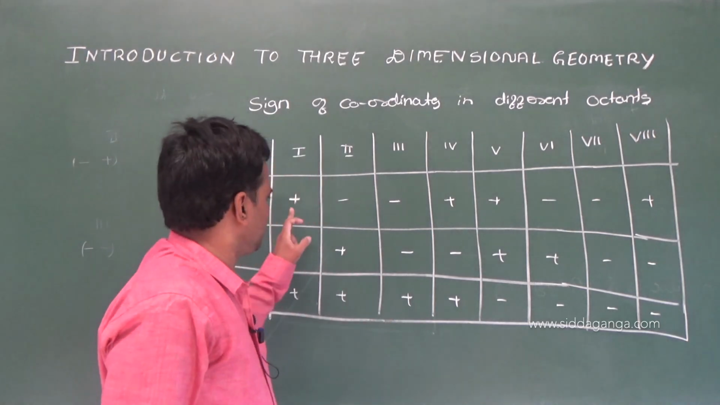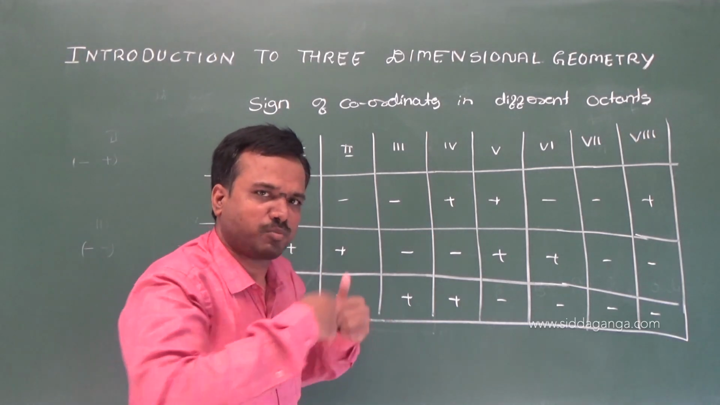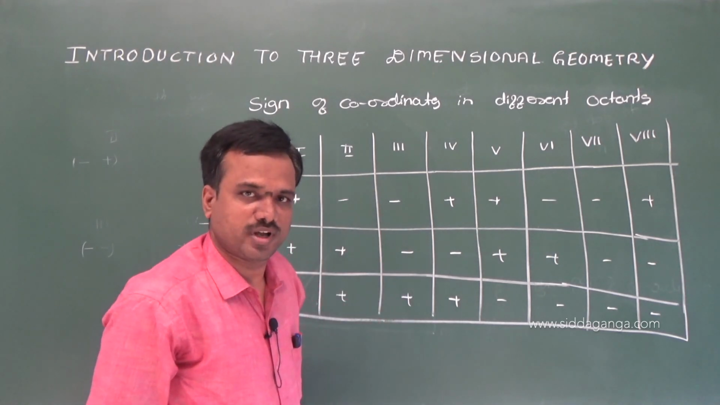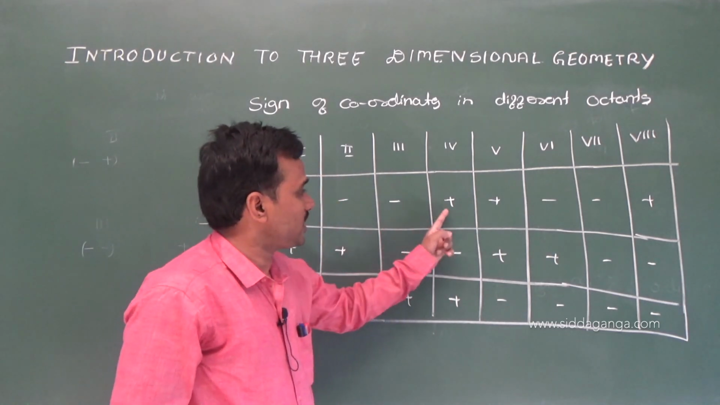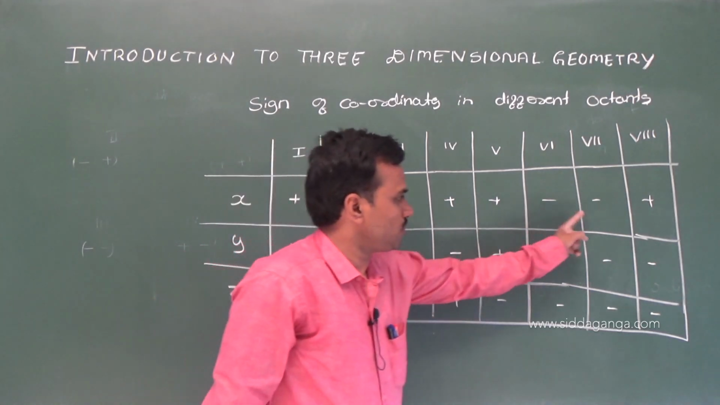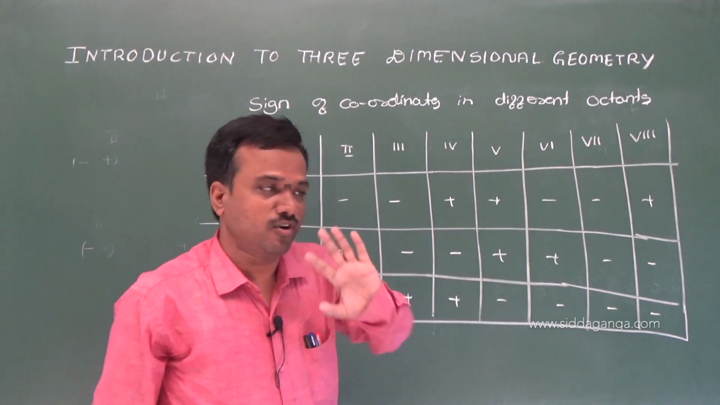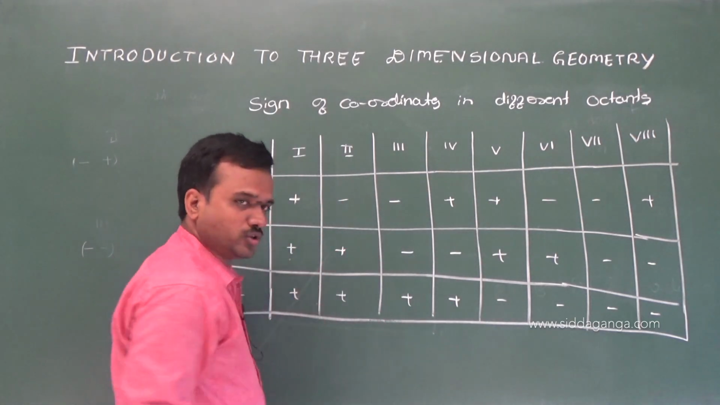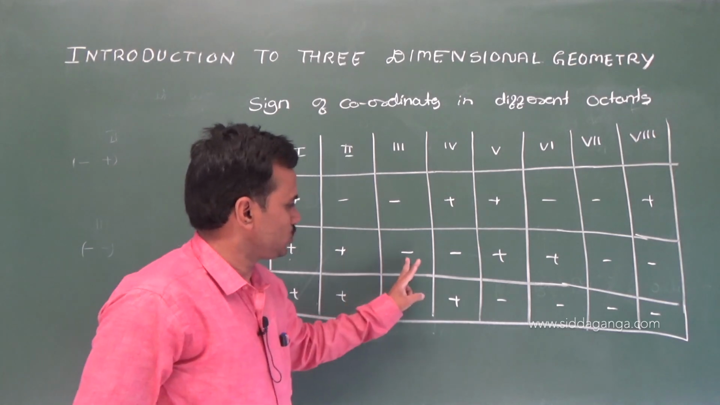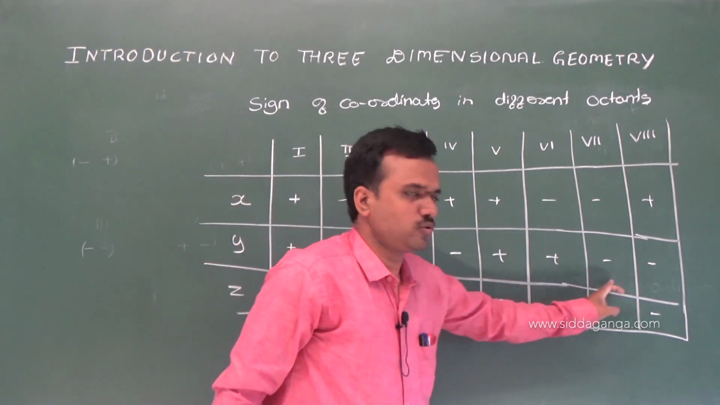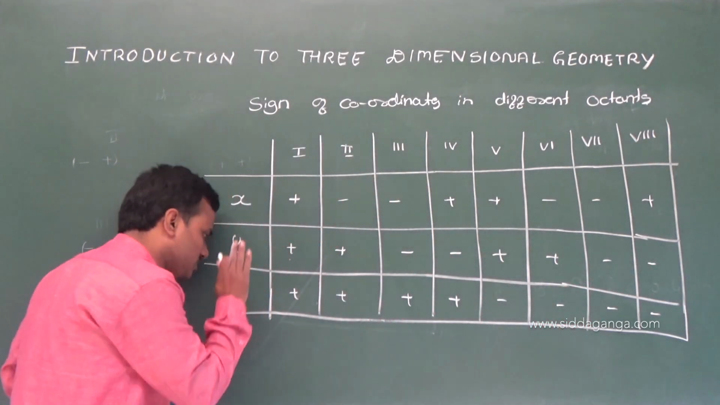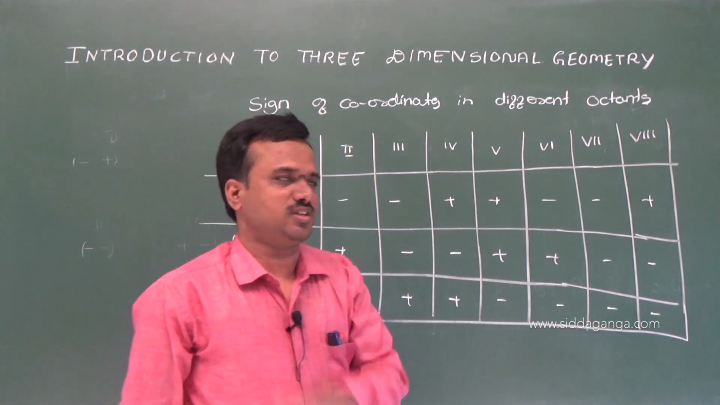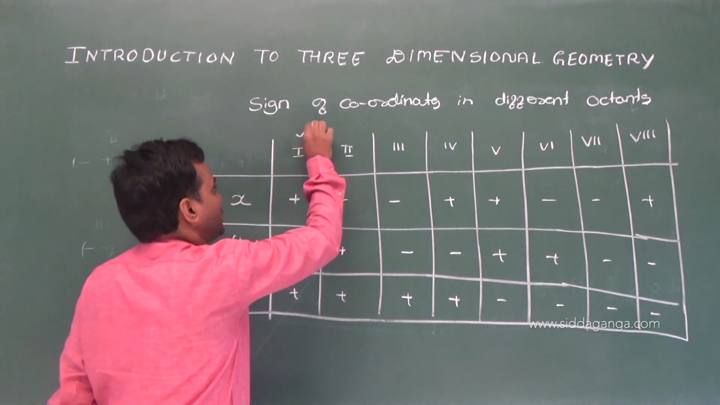Observe here. First we write plus. The opposite sign is minus, so we write 2 minus. Then we write 2 plus, 2 minus, 1 plus. This is for the x coordinate. For the y coordinate, 2 positives, 2 negatives, 2 positives, 2 negatives. For z, 4 positives, 4 negatives. We will see that with the first octant.